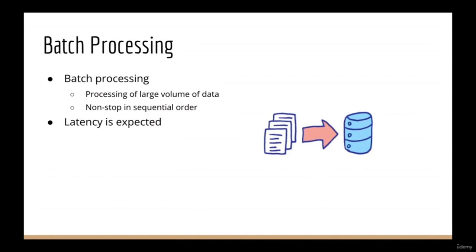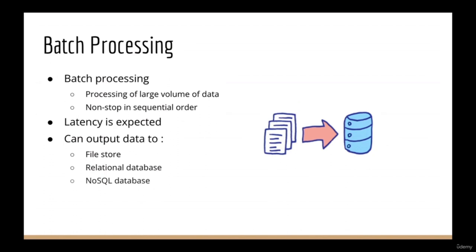A batch process can output data to many types of storage. For example, a file store such as text files, a relational database such as SQL Server, or a NoSQL database such as MongoDB.